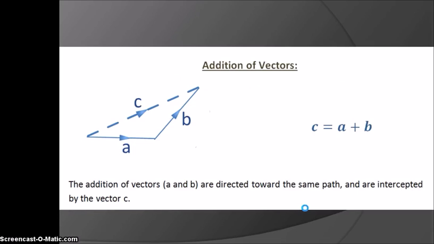Addition of vectors. Quite simply, when two vectors are added, for example, we have A plus B, the summation or the addition of A and B is given by C. When you have only these two lines, A and B, you just close this diagram by adding a dotted line or a full non-dotted line to denote the summation of the two vectors. It's quite simply C, which is the summation, equal to A plus B. It's straightforward.